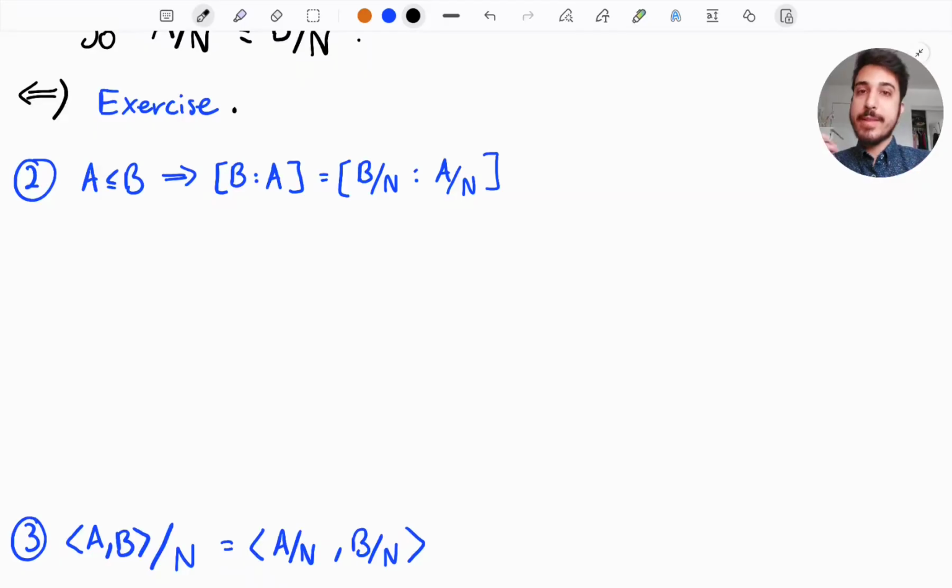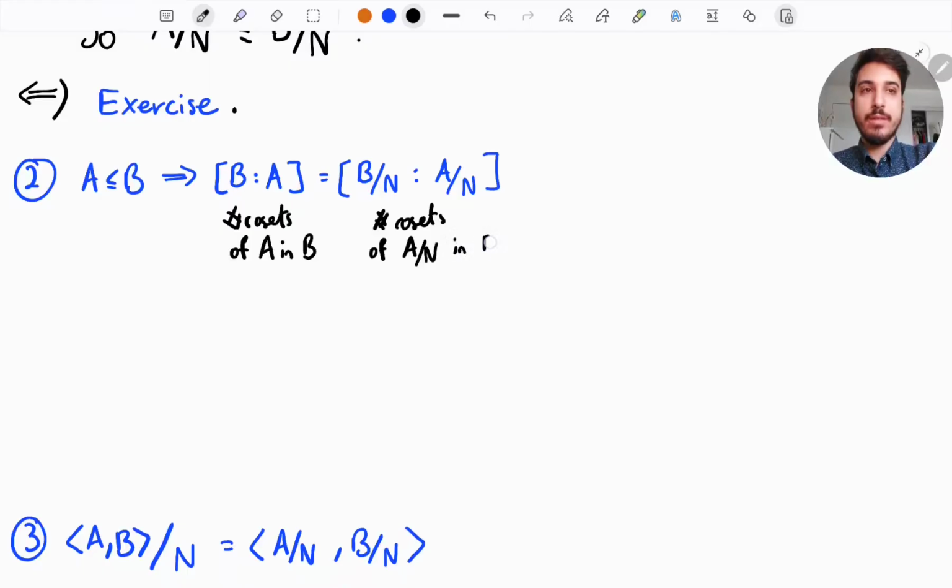Okay, let us now prove the second result, which says that the index of A in B is equal to the index of A/N in B/N. Remember that the index counts the number of cosets. So this is the number of cosets of A in B, and this is the number of cosets of A/N in B/N.